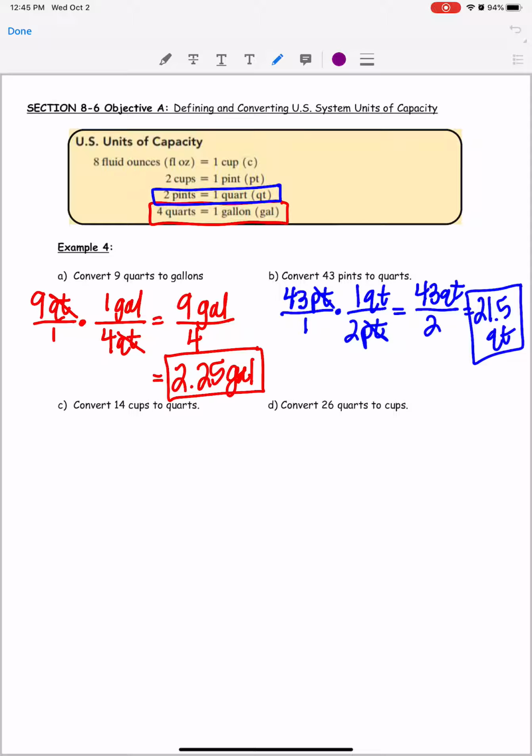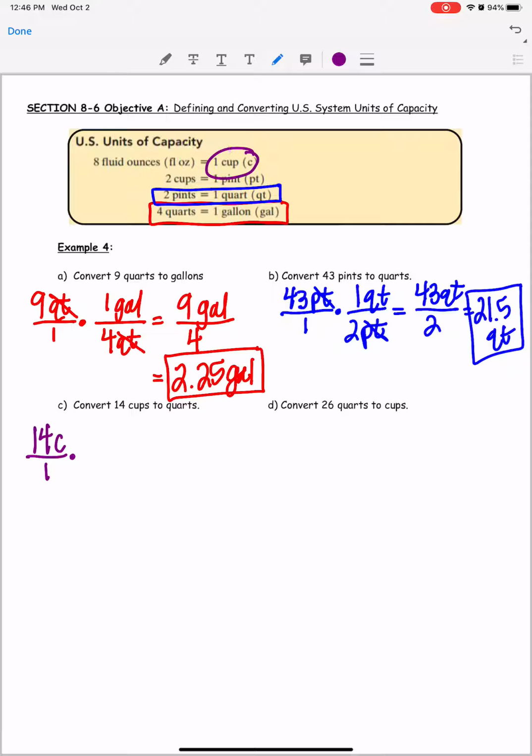Okay, now we're converting 14 cups to quarts. Now, this one will be a little bit different because here's the reason why. When I start with my 14 cups, and we're putting this over 1, I only have 2 different conversions with cups. I've got one that takes me from cups to ounces and one that takes me from cups to pints. Neither of those, however, get me to quarts.